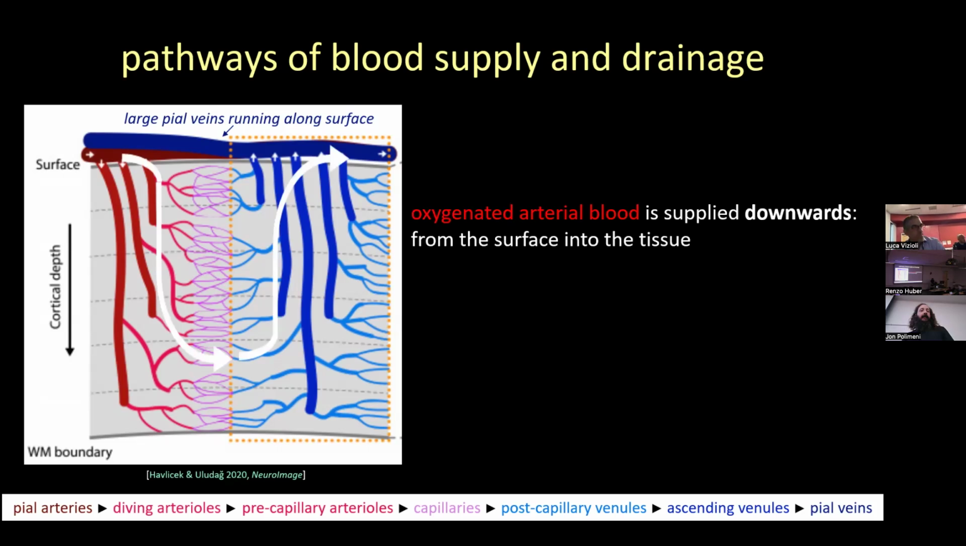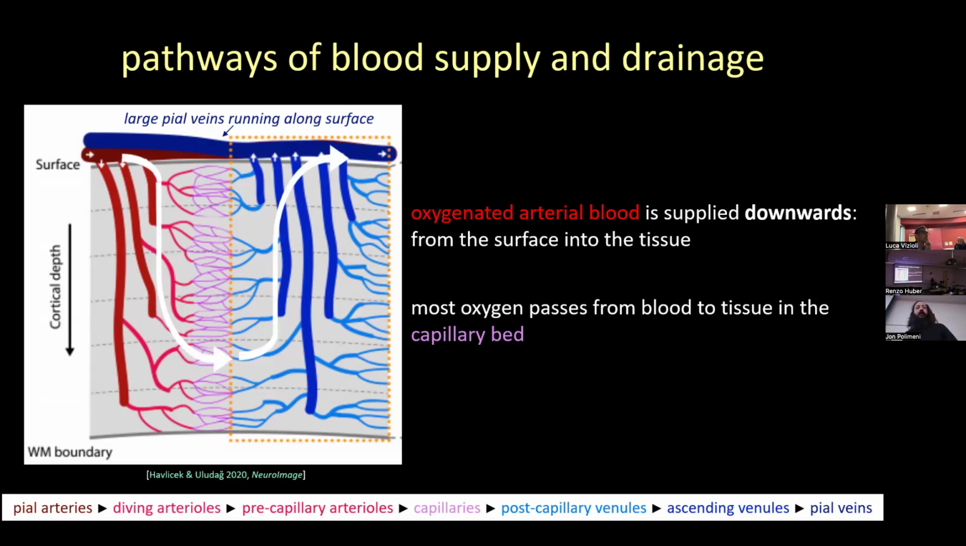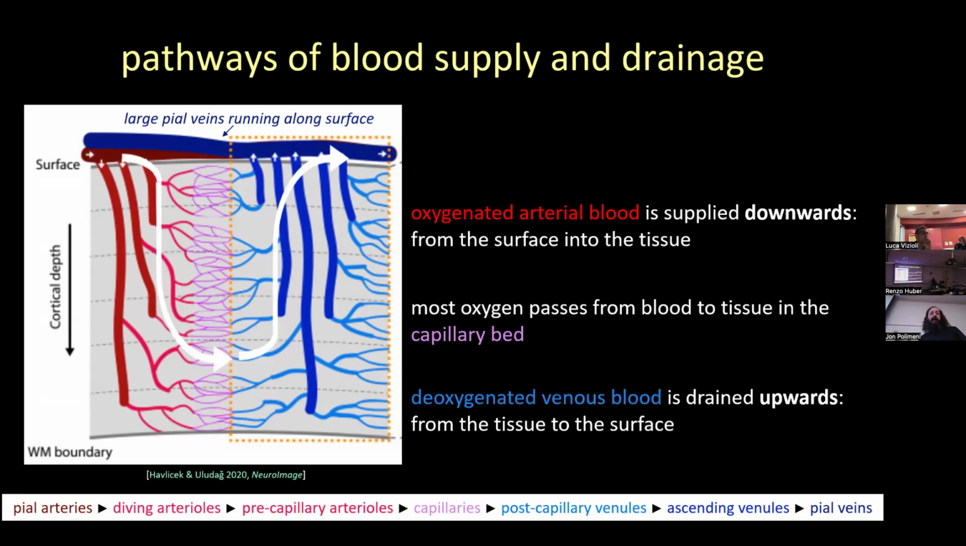We know that this oxygenated arterial blood is supplied downwards from the surface into the tissue. Again, I'm plotting the surface at the top, the white matter boundary at the bottom. Most of the oxygen passes from the blood into the tissue at the capillary bed, and this deoxygenated venous blood is drained upwards from the tissue up to the surface.